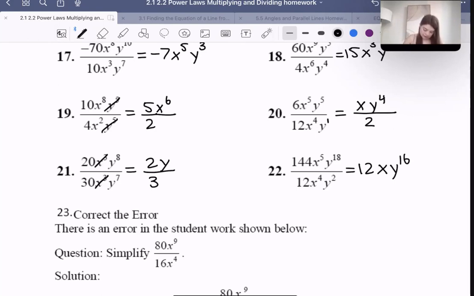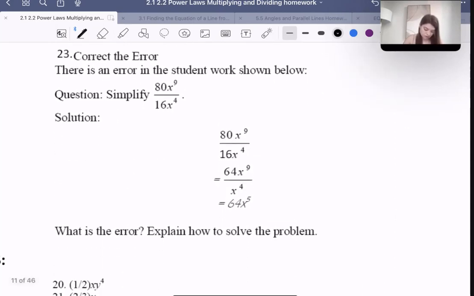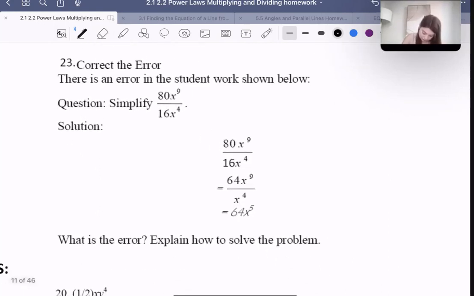23 says that a student did some work here, and we need to correct the error. There is an error in the student's work shown below. The question was to simplify 80x to the power of 9 over 16x to the power of 4. And let's see, what did the student do? The student first wrote down the question, which is good. Step 1 looks good to me.